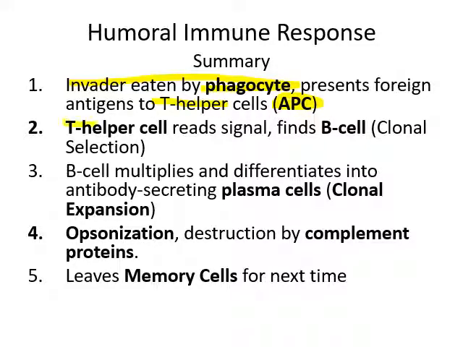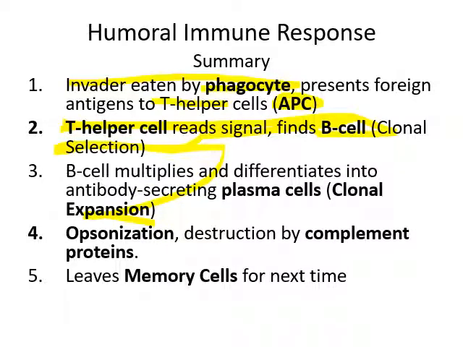The helper T cell reads the signal, the signal being that this is a cell that has my human HLA complex on it, but it's presenting me with foreign antigens as well. I'm a police dog. This is my trainer presenting the bad guy's shirt to me. Now I'm going to go off and find him. So the T helper cell, the police dog, then runs off and gets some B cells and causes them to expand: clonal selection and clonal expansion.